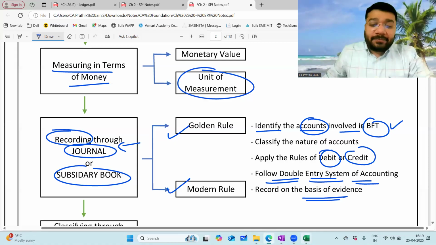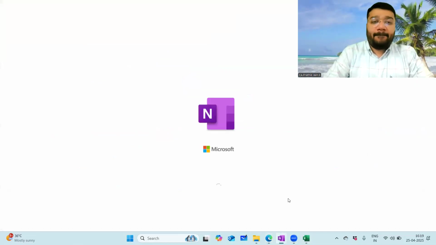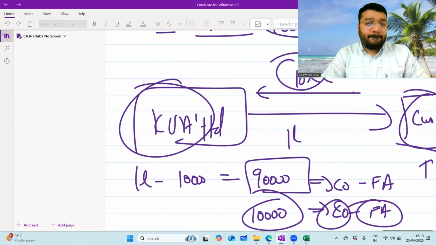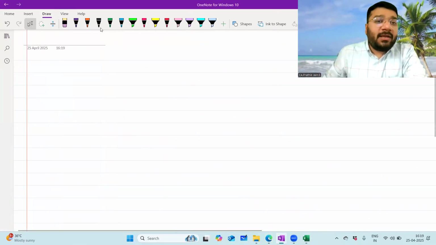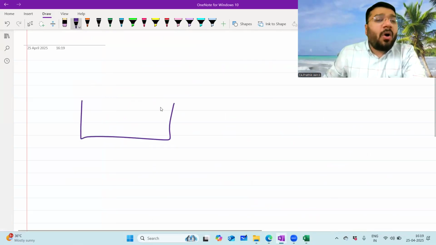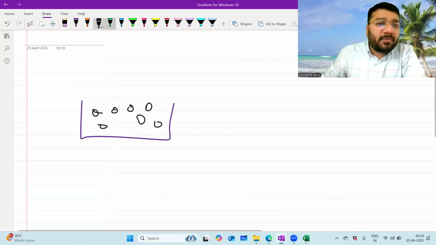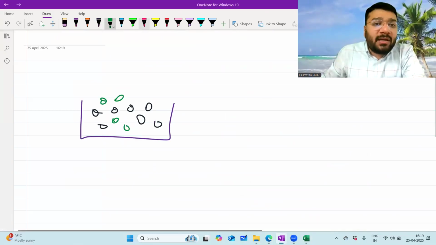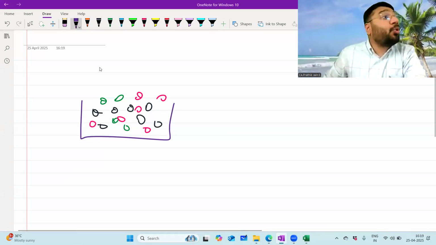The journal is like a bucket which has all the different colored balls in it. I think I discussed this point with all of you, correct? It has all the different colored balls in it. So if I want to know the total of red balls in this, the journal does not help me get the total of the red balls.